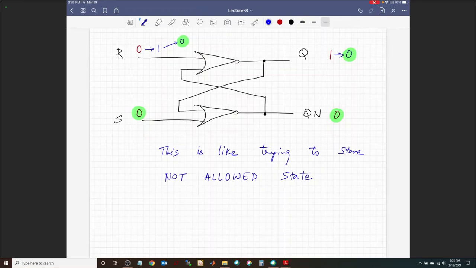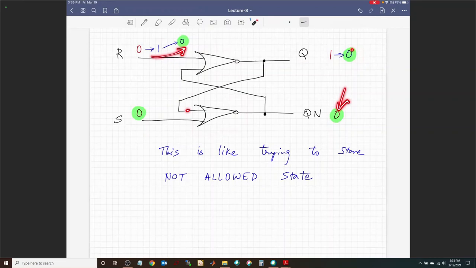Why does it happen? Why doesn't it flip? See, I changed R from 0 to 1. When I did that, Q, after the propagation delay of this guy, is going to go from 1 to a 0. But because this is a 0, I still need to wait for this output to try to change this to a 1. But even before that 0 could affect change at Qn, I changed this R input to a 0.